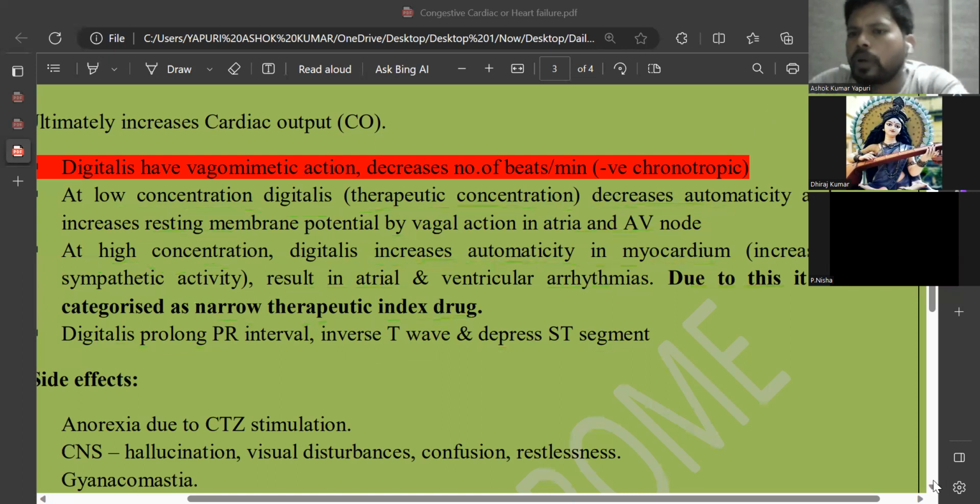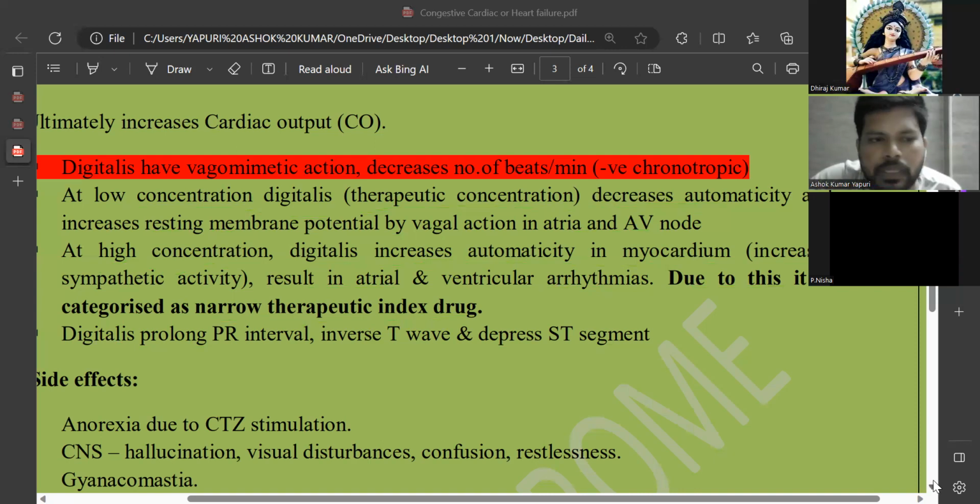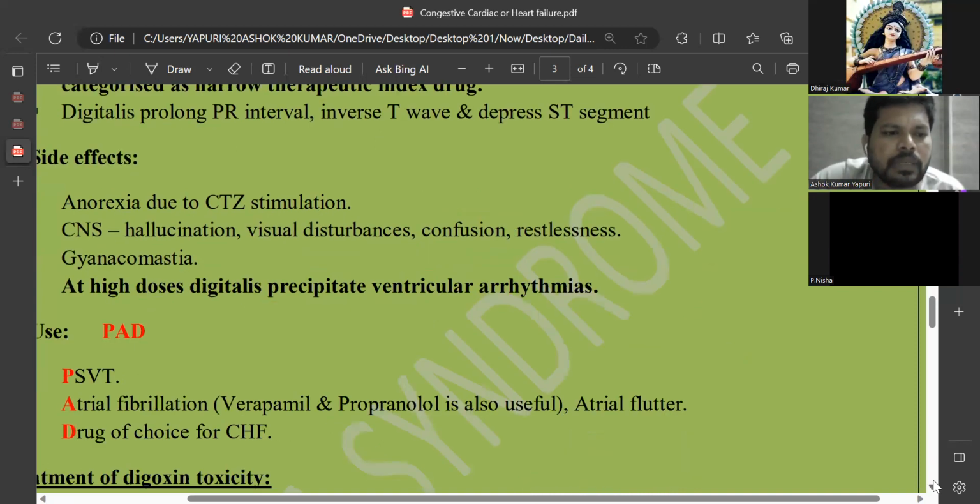So regarding pharmacology, as you know, basics are also very, very essential, like therapeutic index. Next, side effects. What are the side effects of digitalis? Anorexia, that is loss of appetite due to CTZ stimulation, that is chemoreceptor trigger zone.